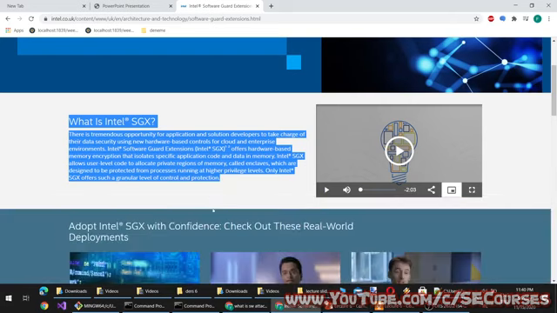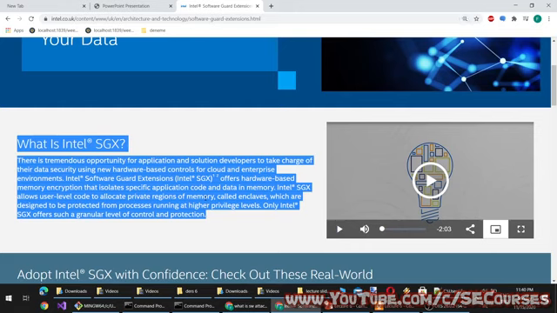What is Intel SGX? There is tremendous opportunity for application and solution developers to take charge of their data security using new hardware-based controls for cloud and enterprise environments. Intel Software Guard Extensions, Intel SGX 1.2, offers hardware-based memory encryption that isolates specific application code and data in memory. Intel SGX allows user-level code to allocate private regions of memory, called enclaves, which are designed to be protected from processes running at higher privilege levels.